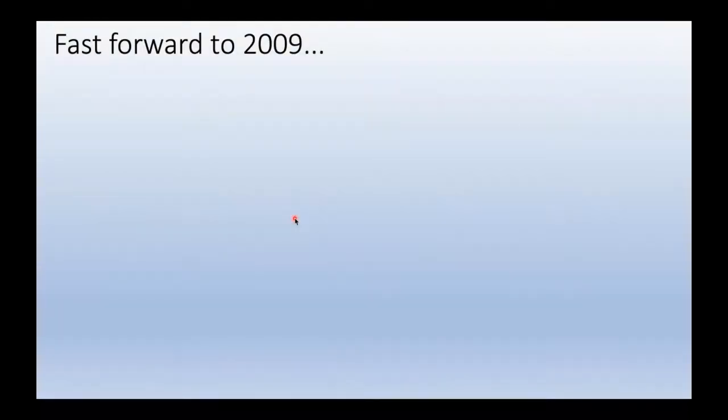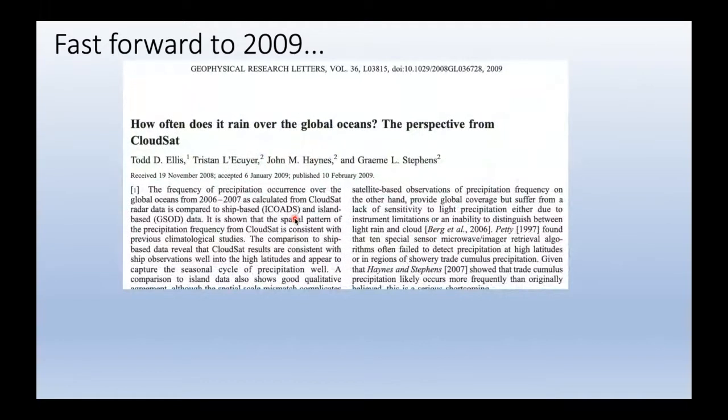So fast forward now to 2009. A paper came out in GRL. Tristan was one of the authors on that, and Todd Ellis, I think, was a student working with Tristan at the time. And the question was asked, how often does it rain over the global oceans?